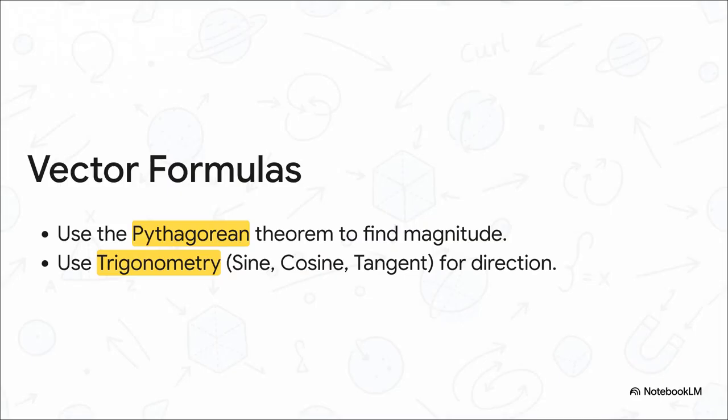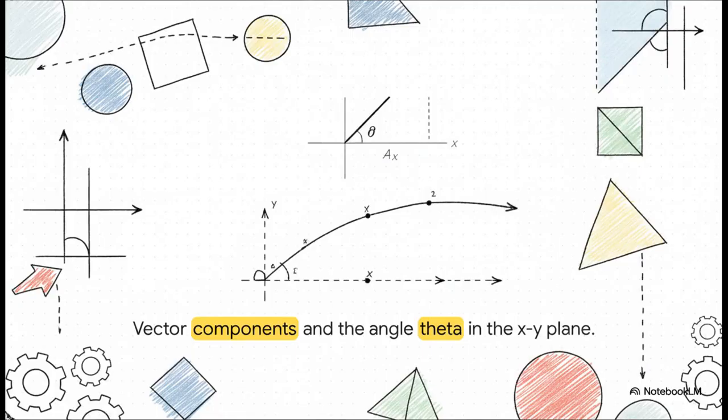Well, because our decomposed components form a perfect 90-degree right triangle on the grid, the math actually becomes incredibly friendly. We can simply use the good old Pythagorean theorem, a squared plus b squared equals c squared, to find the total length or magnitude of our vector. And to find the specific direction, we just use basic trigonometry, like sine, cosine, and tangent, to pinpoint the exact angle. By knowing just the x and y components, we can easily calculate this angle, which we call theta. Taking the inverse tangent of the y component divided by the x component gives us theta, placing the vector perfectly and mathematically within our coordinate universe.